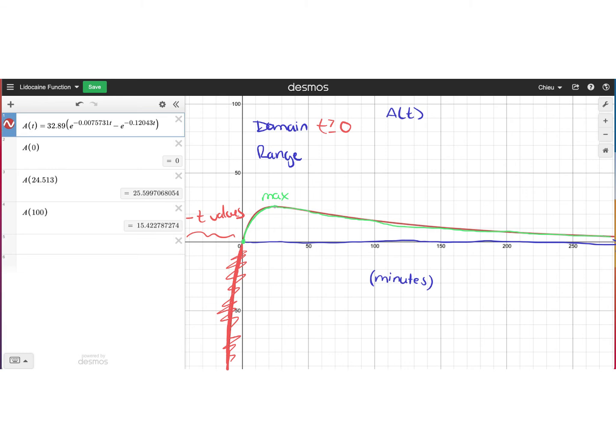So in this problem again, hopefully you can see that the range goes from, and I'll use blue here, the range goes from 0 up to the maximum amount. So that's the range, and that makes up all the y values for this function. So the range here would be all the y values, or the a of t values, that are greater than or equal to 0, but less than or equal to that maximum amount, and that maximum amount is 25.6 milligrams.